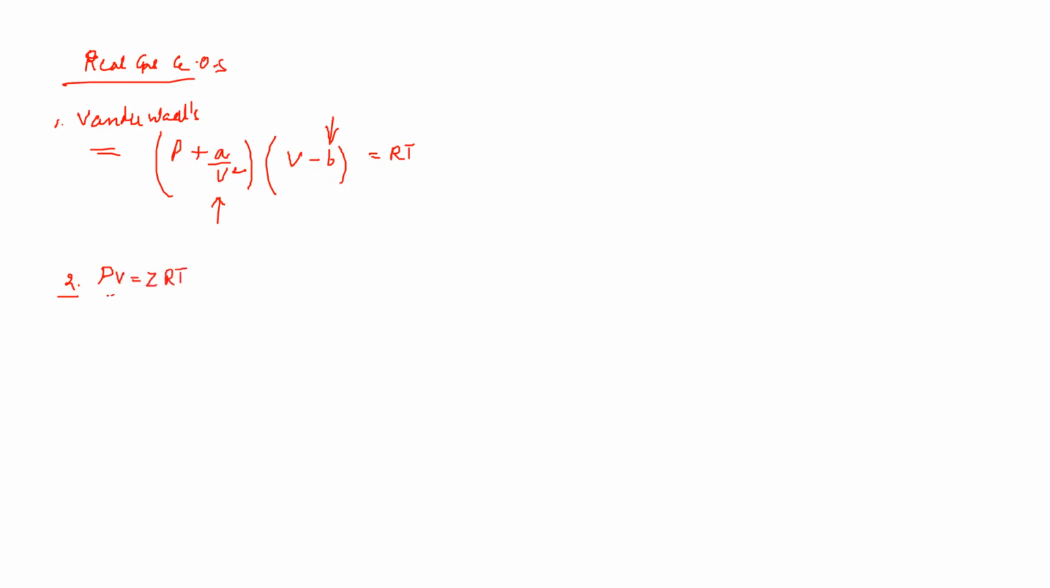PV = ZRT. Over here, Z is the compressibility factor. We discussed that Z is 1 for an ideal gas. For real gases, it's either greater than 1, in which case we say it's a positive deviation from ideality, or in some cases it is lesser than 1, where we say it is a negative deviation from ideality.